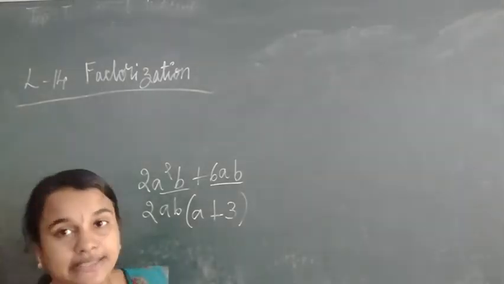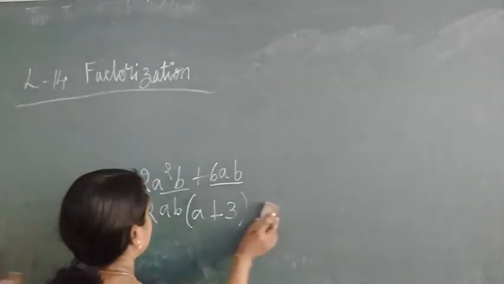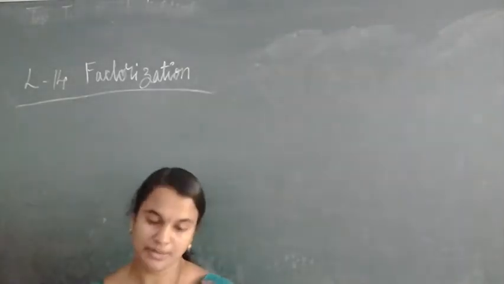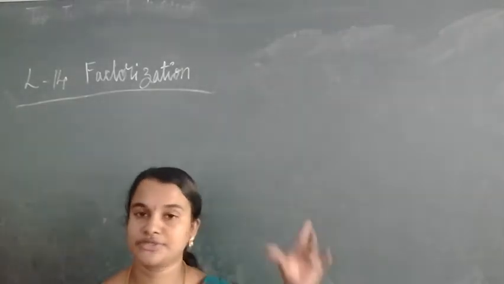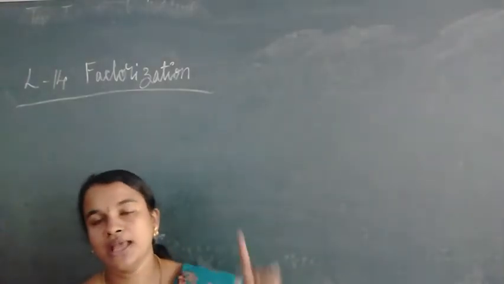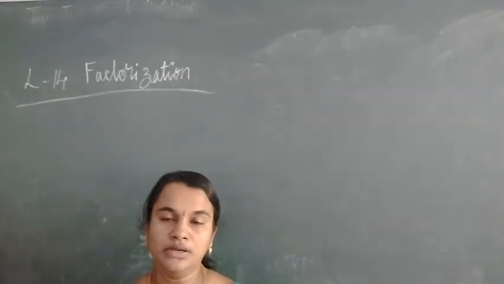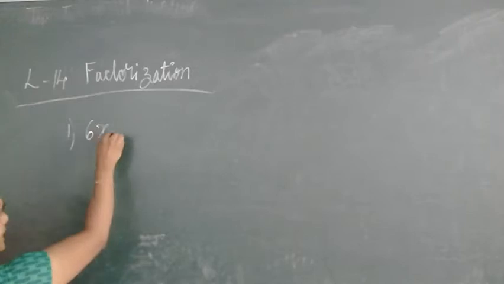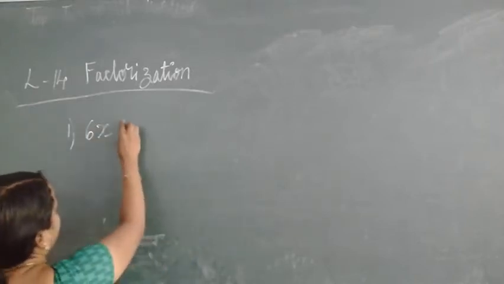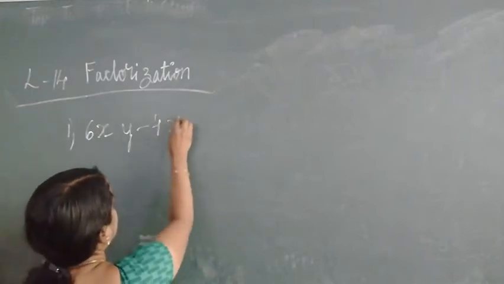So directly now we will start the exercise. In the new page you have to write: Lesson number 14, factorization, exercise 14a. Now first question. The first question is 6xy minus 4xz.